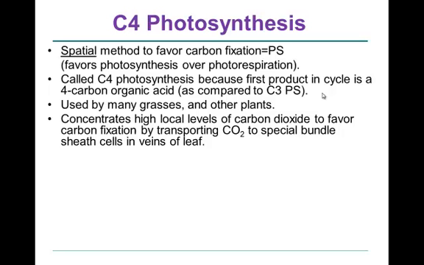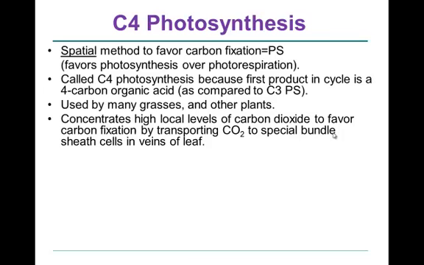C4 photosynthesis is used by many grasses and also some other plants, such as members of the yucca and agave families. And I said it's spatial, that means in space, and what C4 primarily does is it concentrates high local levels of carbon dioxide to favor carbon fixation over photorespiration. And it does this by transporting carbon dioxide to special cells that are found around the veins inside the leaves of C4 plants. These are called sheath bundle cells, or bundle sheath cells. And they actually are airtight, and so when we transport carbon dioxide in, the concentration is very high in there.